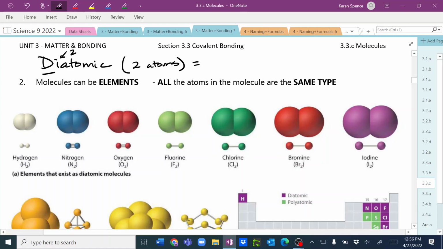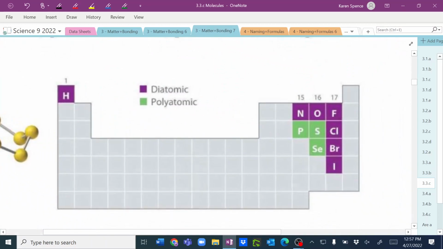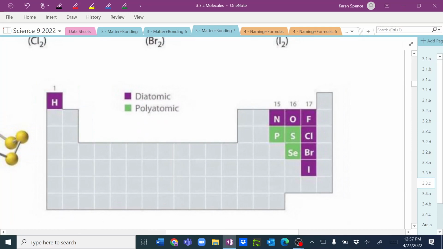Okay. And we have the diatomic elements. And you are going to be expected to know these for this test, so I'm going to give you several ways of remembering. Okay? And I've got them written down a little later on, but we're going to talk about them now because one of the ways is really easy to see right here. Okay, so we're going to go close. You can see on here the purple ones are the diatomic ones.